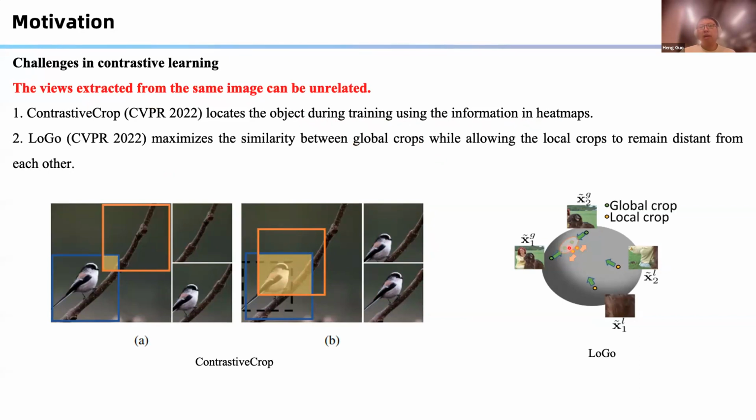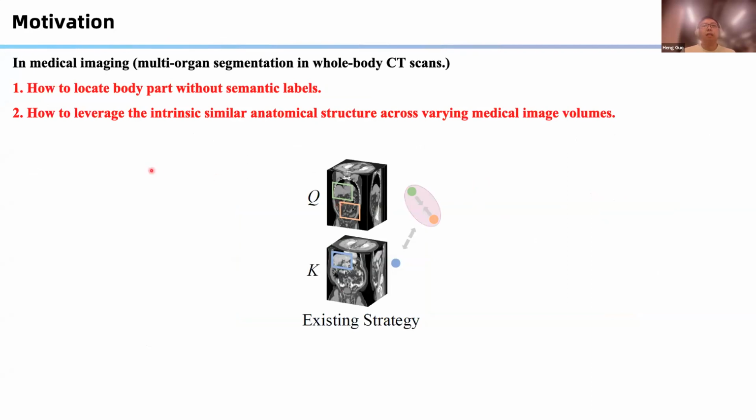Another technique named LoGo maximizes the similarity between global crops while allowing the local crops to remain distant from each other. They also solve a similar problem. However, in medical imaging, we ask ourselves how to locate body parts with semantic labels and how to leverage the intrinsic similar anatomic structures across varying medical image volumes. Existing strategies usually treat crops from the same volume, while containing non-relevant contents, as positive pairs.